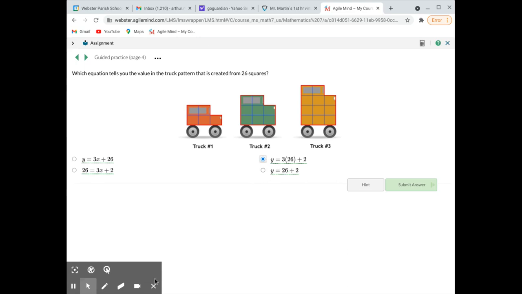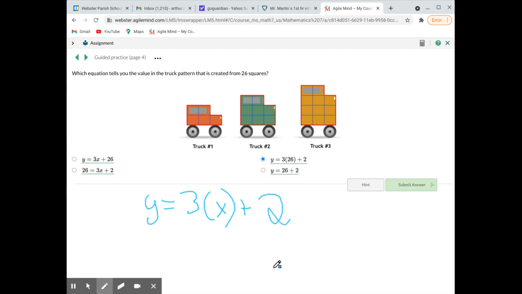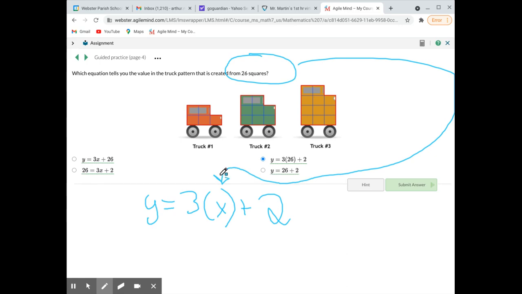All right, who can help her out? What was our original equation? Wasn't it y equals 3 times x plus 2? And so Roykia knew automatically that 26 had to go in for what? What did 26 go in for? X. Our x. All right, you did great.